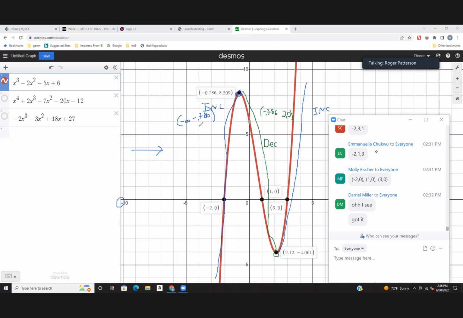So now that I've got increasing, decreasing, now I come back to increasing again. So that is from, again, I'm only looking at the x's, I don't care about the y's, to positive infinity. So that's how you do intervals of increasing and decreasing. You always go left to right. The graph goes up, down, up. Only look at the x's. Do not look at the y's.